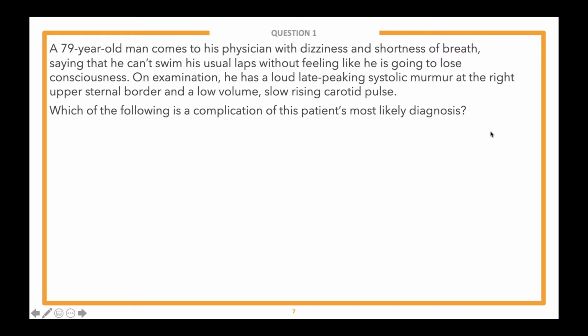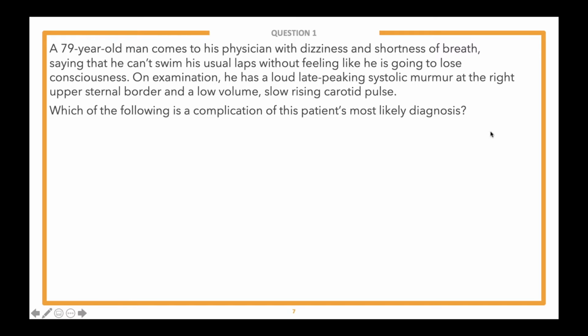The lead-in is the last sentence or the question itself, and we read that first because we want you to know what the test writer is asking while you read that vignette, so you can pick up on all those relevant clues and not have to reread that question and waste valuable time on testing. So let's go ahead and take a look at that lead-in. Which of the following is a complication of this patient's most likely diagnosis?